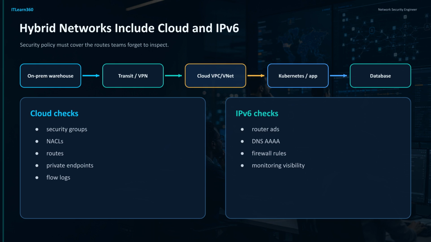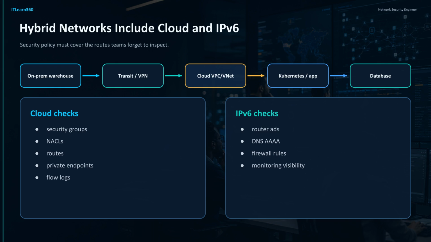Summit Fresh's inventory application may be healthy in the cloud, while the on-premises return path, security group, or DNS behavior creates the failure. The key lesson is that security policy has to cover every route the business actually uses.